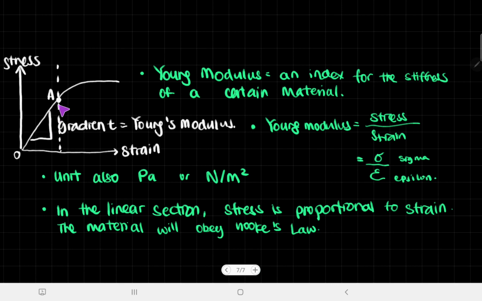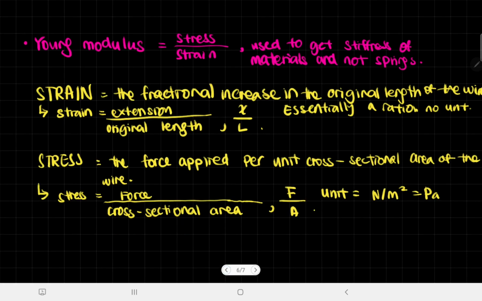There's also a linear section and then a section where the wire in question will become plastically deformed, or permanently deformed, and it will not obey Hooke's law anymore. So the gradient that we need to find must be in the part where the stress-strain ratio is constant, or stress is proportional to strain. That's when the material will obey Hooke's law, and that's when the gradient actually counts as the Young modulus. And that is about it.